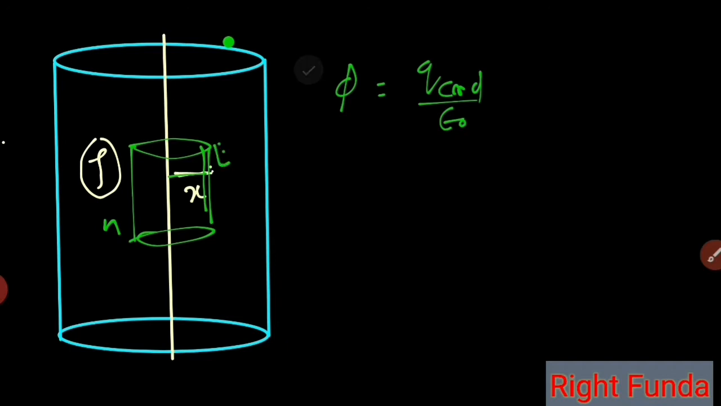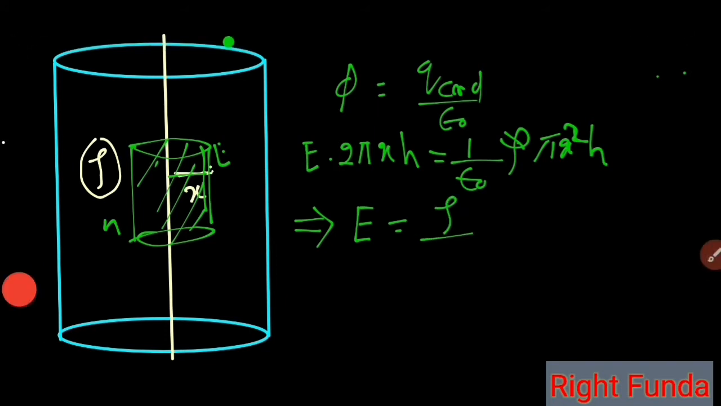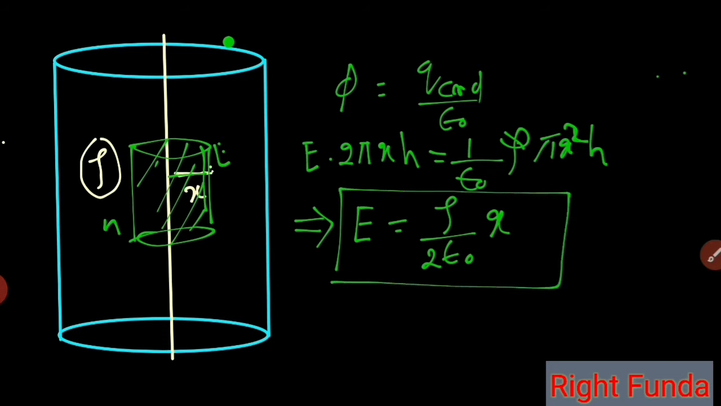Suppose E is the electric field, then E into 2 pi x h is equal to 1 by epsilon naught into charge enclosed. Rho is the charge density, so rho into this volume, which is pi x square into h. From this we obtain E equals rho x by 2 epsilon naught, the electric field at a distance x from the axis of the uniformly charged cylinder.